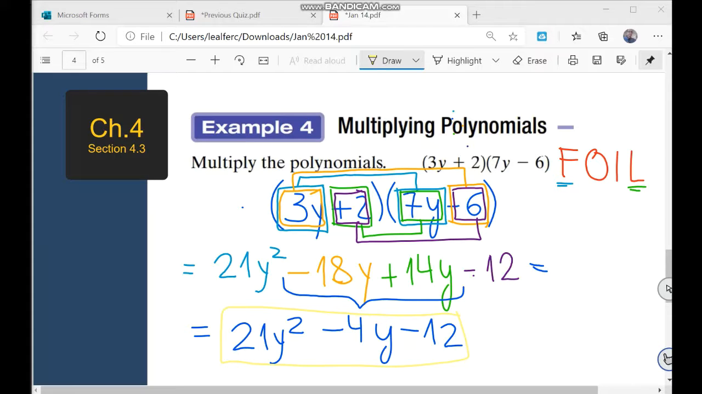We found the answer much quicker, and this is the benefit of using the FOIL method. Remember, only applied if you have binomial times binomial. Okay. Any questions about this FOIL thing, the FOIL memory helper?